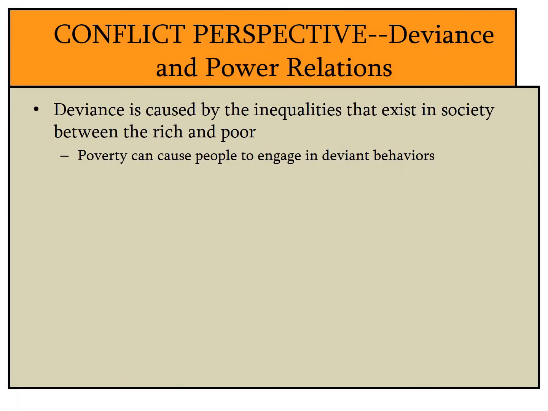Now, the answer is from a conflict perspective, because remember we said that the conflict perspective focuses on issues of social and economic inequalities. If you were to ask a conflict theorist why models and prostitutes are viewed so differently, even though they're in the same business of selling sex, a conflict theorist would say that deviance is caused by the inequalities that exist in society, between the rich and the poor.